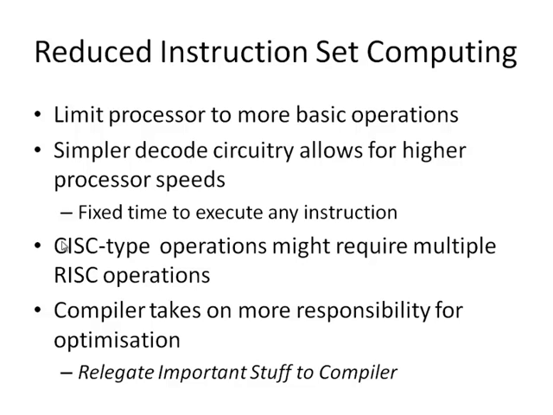The alternative approach is termed reduced instruction set computing, RISC. One of the core ideas here was really to limit the processor to more basic operations, and that the simpler decode circuitry would allow for higher processor speeds. There would be a more fixed time to execute any instruction, so that it's more predictable how long it takes to operate different instructions, because they all operate at the same time. And while you might require more than one operation in a RISC chip to do something that can be done in one machine code operation in a CISC chip, the overall processor speed is faster, and by using a compiler that optimizes the program for the processor, you can actually still get a better performance with a RISC chip than with a CISC alternative.